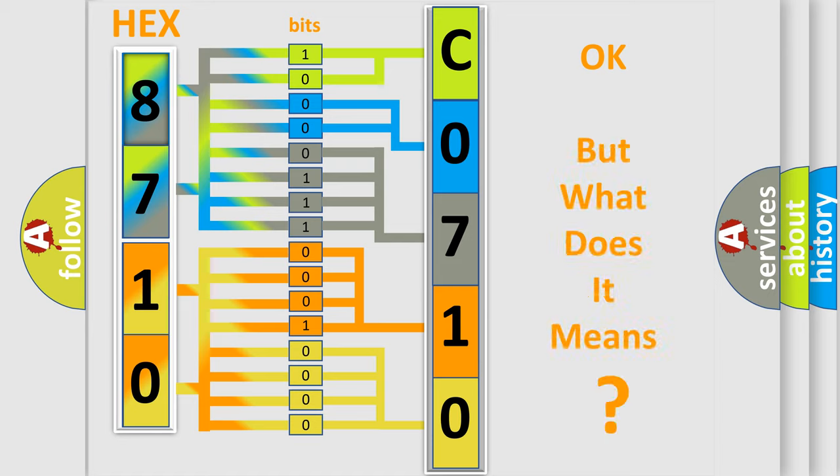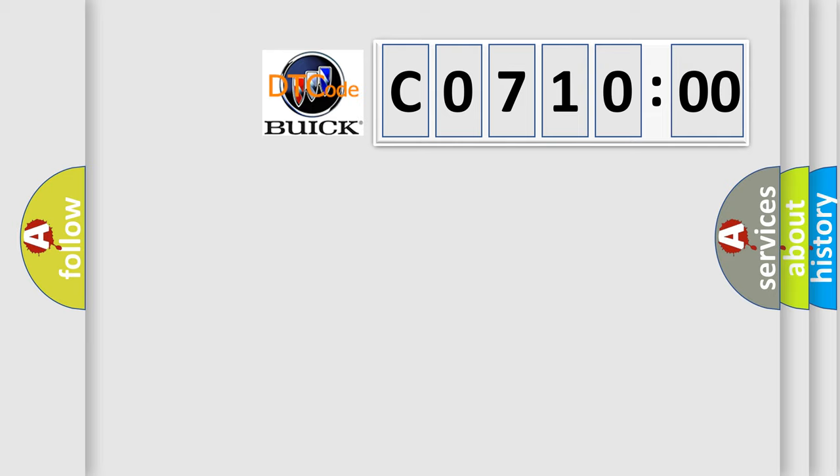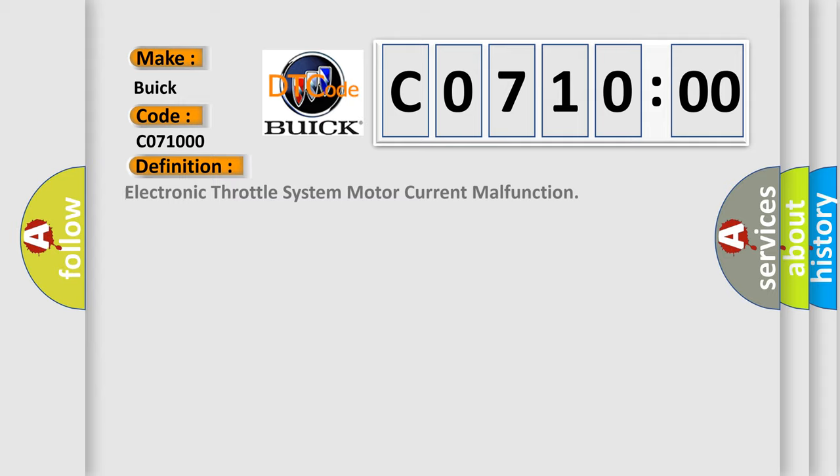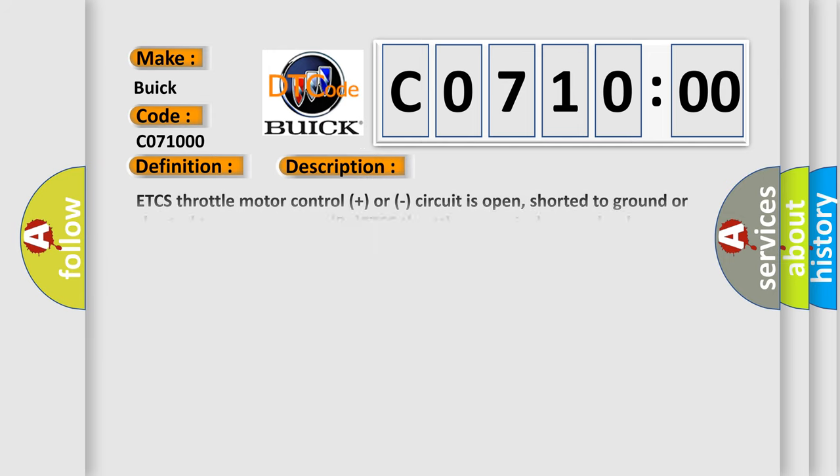The number itself does not make sense to us if we cannot assign information to what it actually expresses. So, what does the Diagnostic Trouble Code C0710-00 interpret specifically for Buick car manufacturers? The basic definition is electronic throttle system motor current malfunction. And now this is a short description of this DTC code.